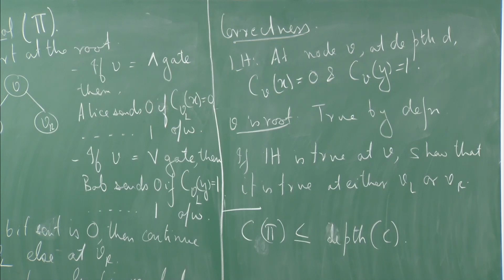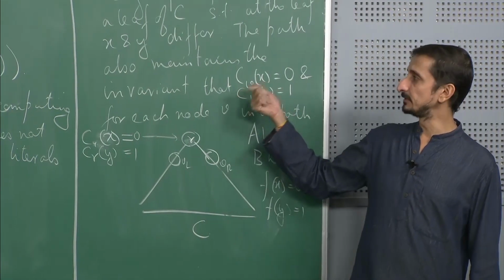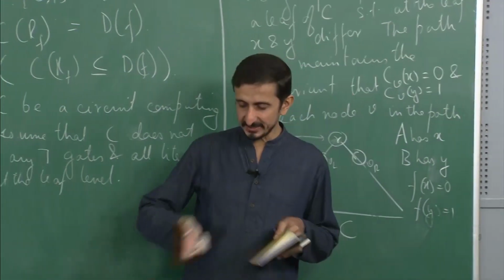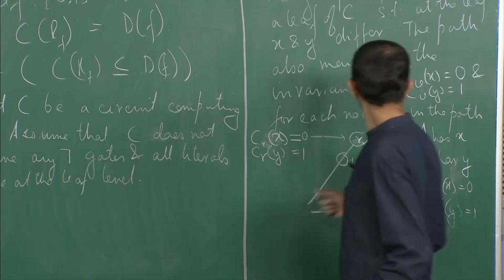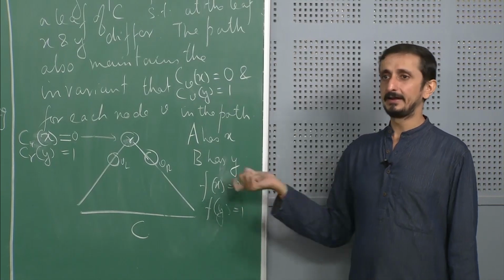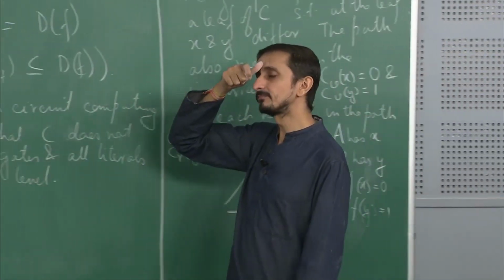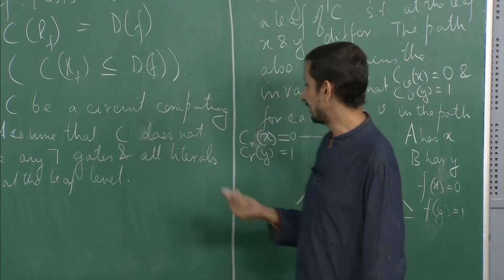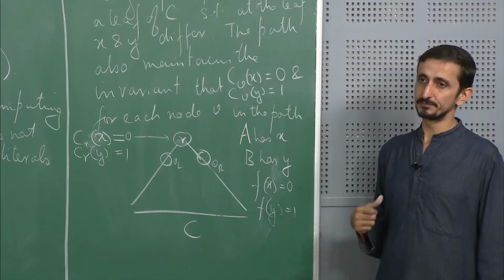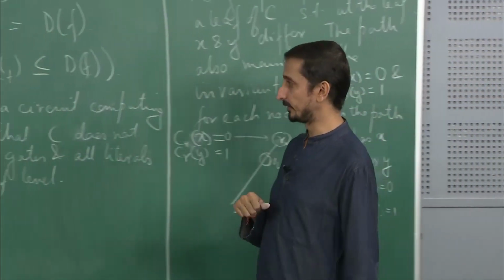Any questions? So again, the idea is actually very simple. Alice and Bob just try to find out which side they need to go to in order to maintain this invariant at every node of the path. That's all. And they can do this because when you are at a current node, you already have this property. Therefore, it must be true at one of the two children.